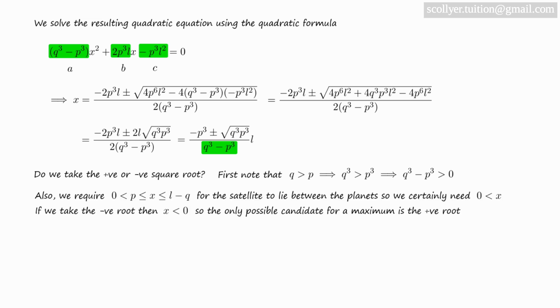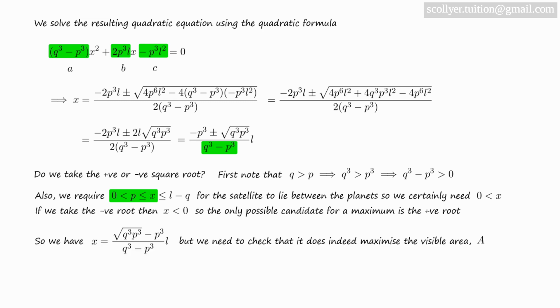And now we note that since the satellite has to lie between the planets, then we need x to be greater than or equal to p, which is greater than 0. And so we certainly need x greater than 0, and if we were to take the negative root, then x would be negative, because the numerator would be negative, and so we must take the positive root. And so we have that x equals the square root of q cubed p cubed minus p cubed all over q cubed minus p cubed times L.